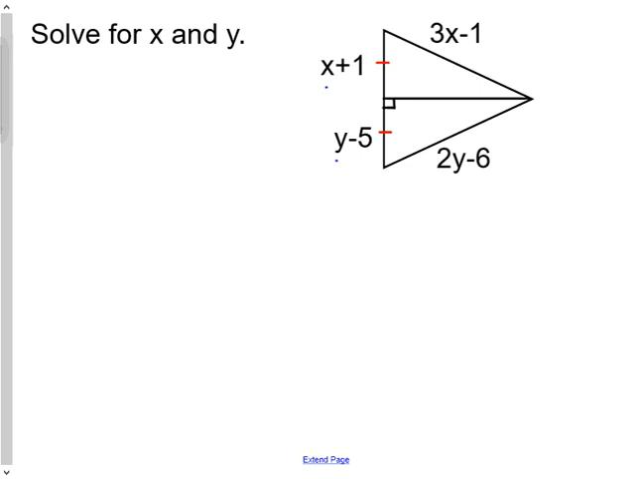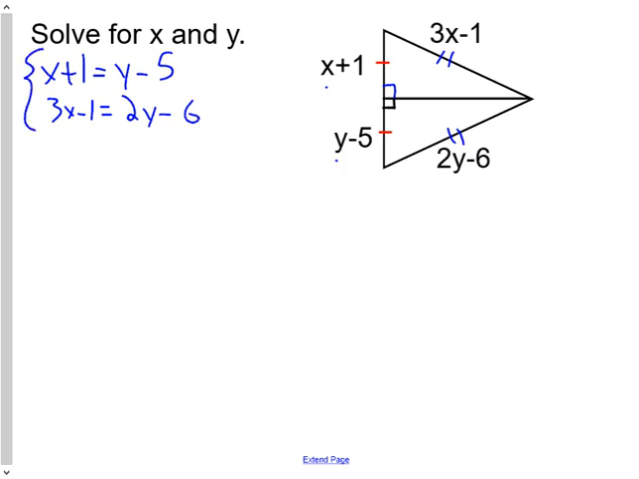So this equation, right, we've got perpendicular bisector, we've got a situation where x plus 1 equals y minus 5, and we have an equation where 3x minus 1 equals 2y minus 6. Both of these equations have a value that works for both x and y that makes the situation true. This is called a system of equations.